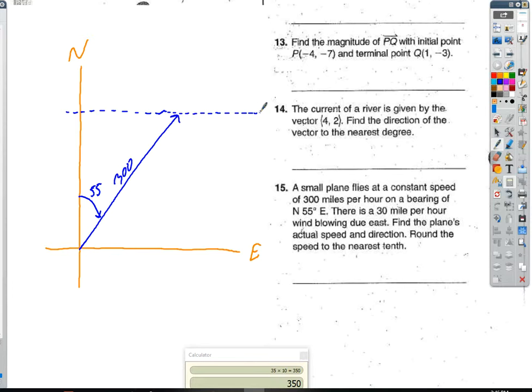So I have drawn a horizontal line that is obviously parallel to the ground, just for funsies, because you can't beat fun. Then it says there's a 30-mile-an-hour wind blowing due east. That means it's blowing, I'll use a different color, red, east at 30 miles per hour. And that is going to create a vector. So we have our vector right here.